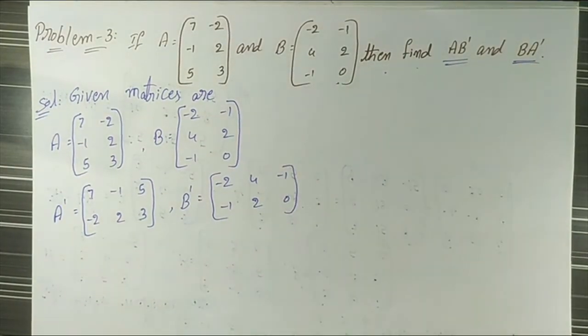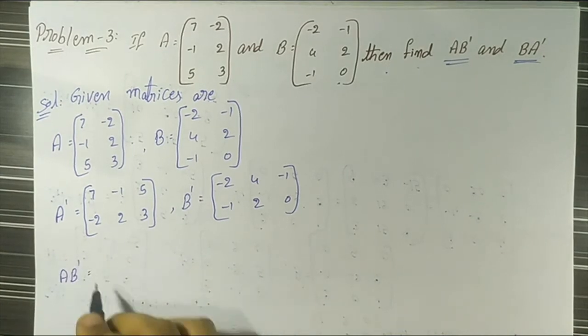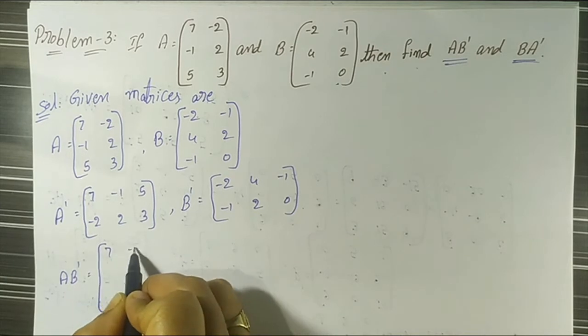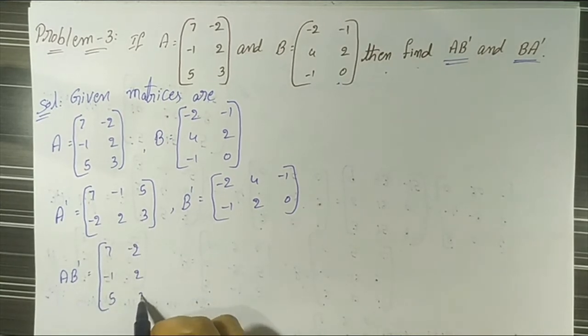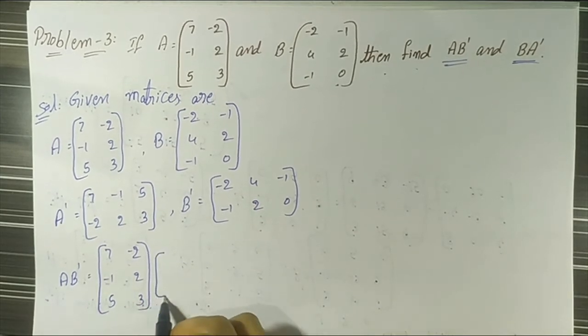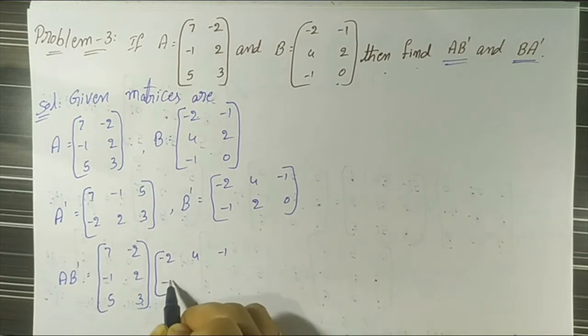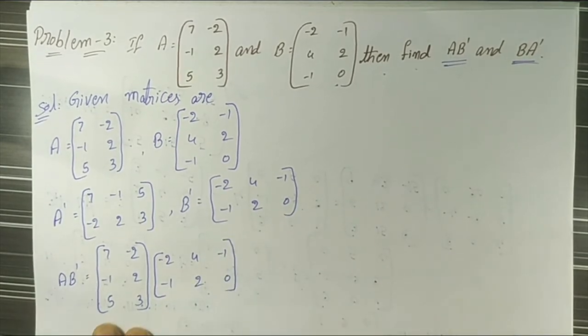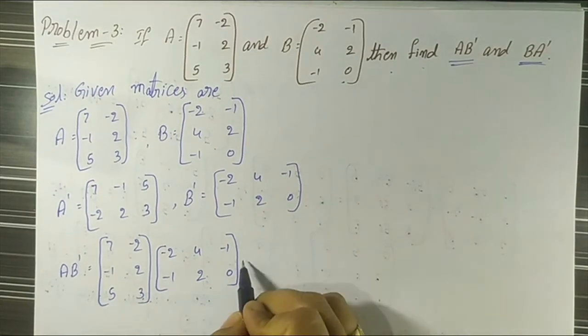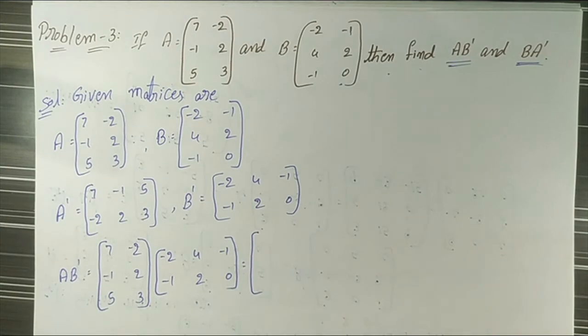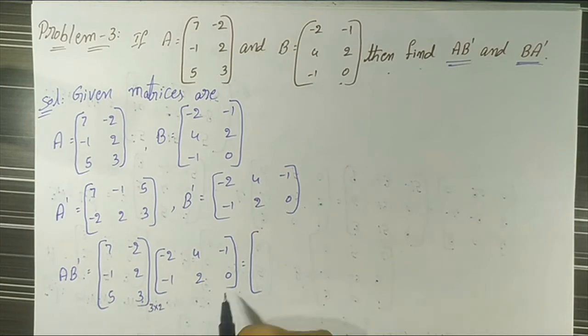First we can find A into B dash. A into B dash equal to matrix A value [7 -2 -1; 2 5 3] into B dash value [-2 2; -1 -1; 4 0]. That is equal to, first matrix order 2 by 3, second matrix 3 by 2. This is the matrix order. These two are equal, then multiplication is possible.